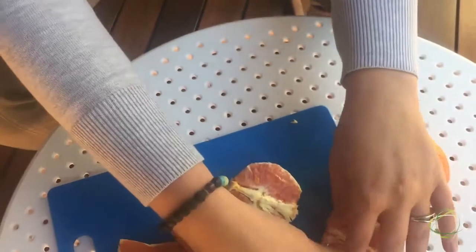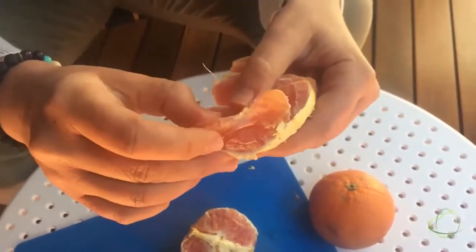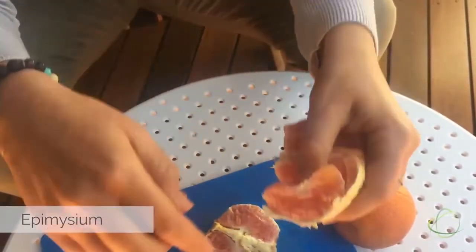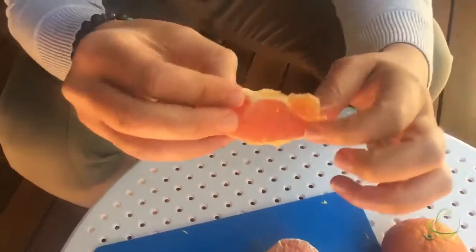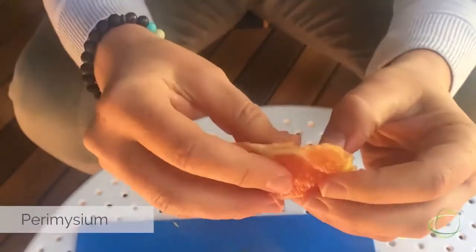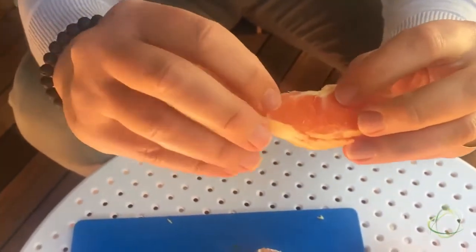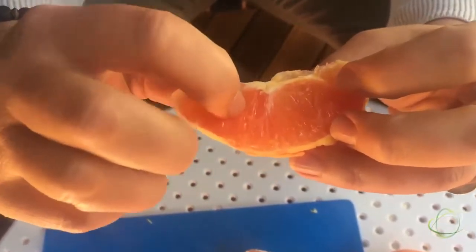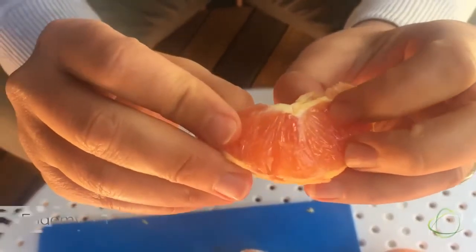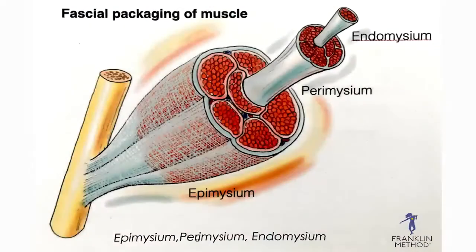So for example, if we looked at this segment here, the surrounding fascia is what we would call the epimysium. So it surrounds the whole muscle. And then within the muscle, these separate compartments, this white lining here is called the perimysium. So it further separates the segments of the muscle. And then finally, these fine white lines that separate each of these segments is what we call the endomysium.